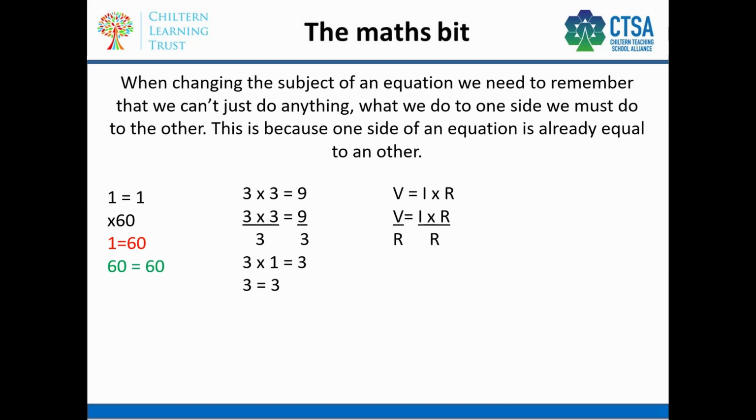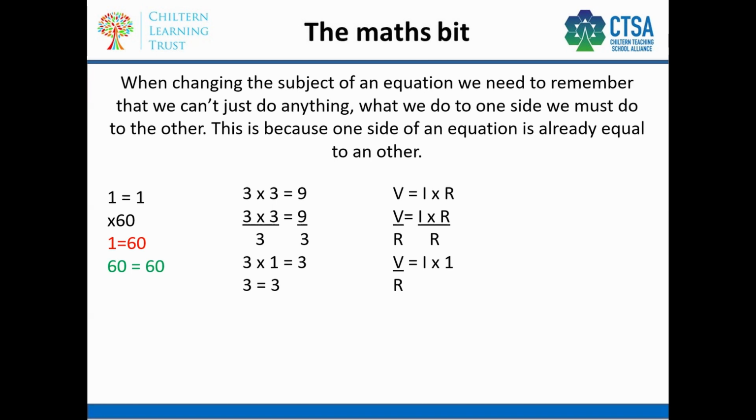So we end up with an expression, V divided by R is equal to I times R divided by R. So you can see we've divided both sides by R. Then we can simplify, so we know that R divided by R is going to be equal to 1, in the same way that 3 divided by 3 was equal to 1. So we end up with V divided by R is equal to I times 1.